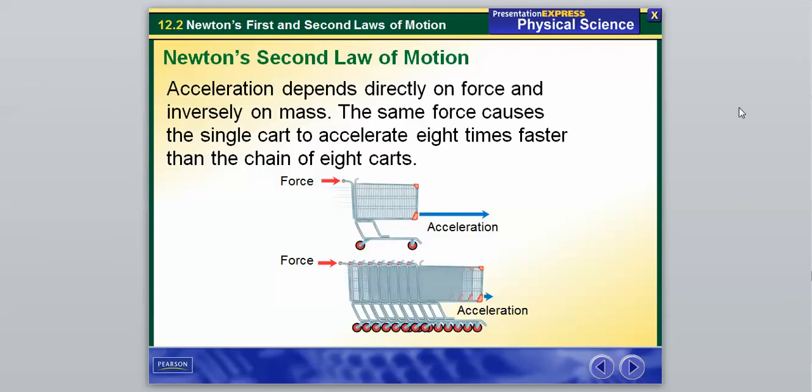So that's going to be it for this first part. We'll break Newton's second law up, and we'll explain a little bit more with that tomorrow. Let me know if you have any questions.